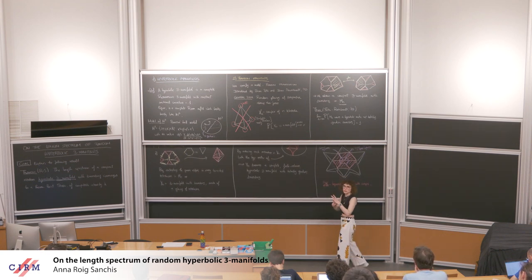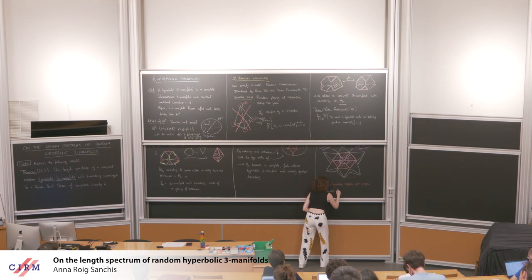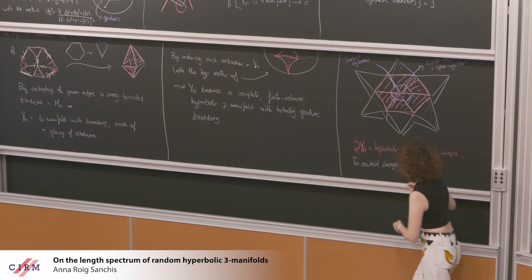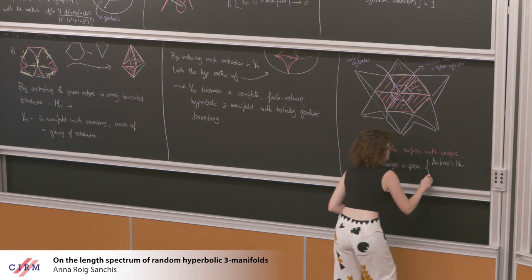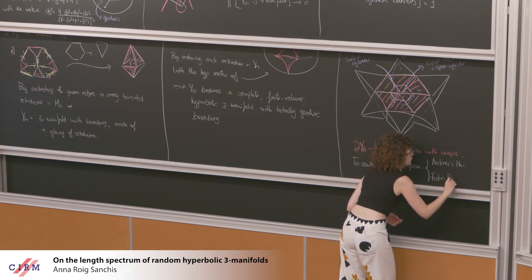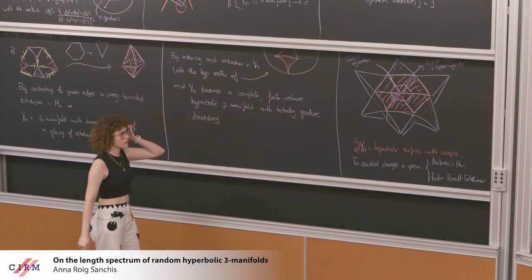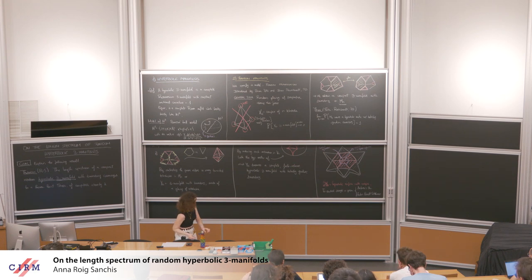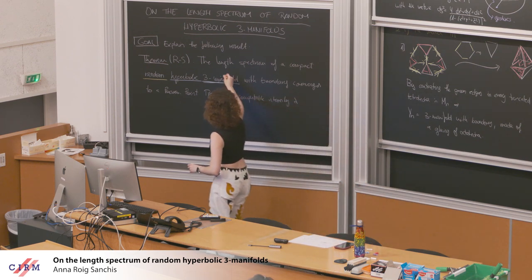So here, just to control the change in geometry when doing all the Dehn filling of the cusp, we use two tools. One is Andrew's theorem, and the other is one result of Futer, Purcell, and Schleimer, in order to make sure that the geometry doesn't change too much. Okay, so now we are experts in random manifolds, and it remains only the concept maybe of length spectrum.